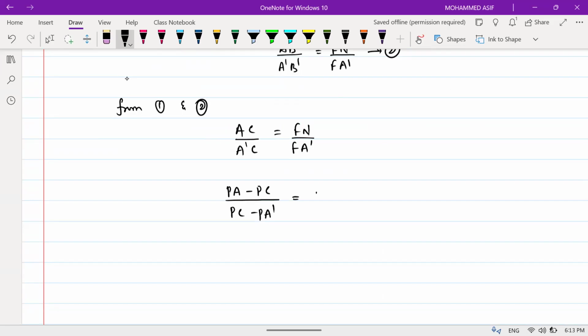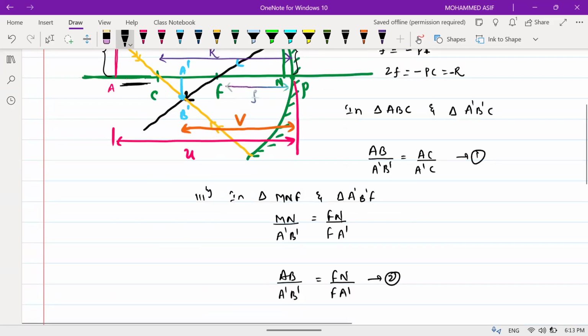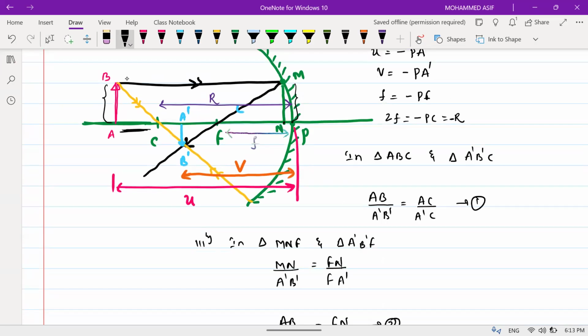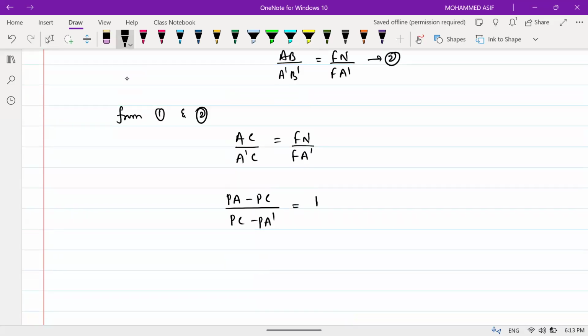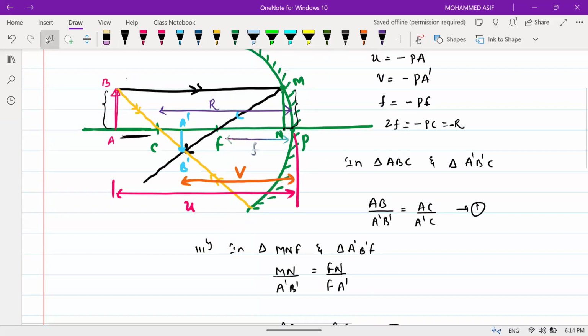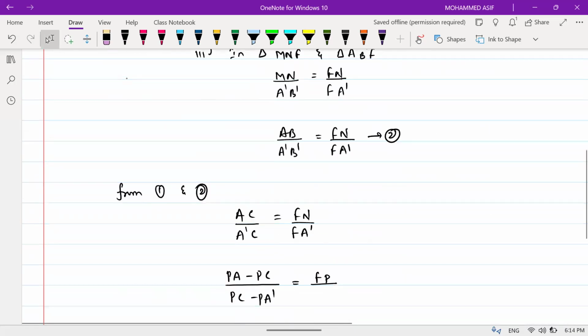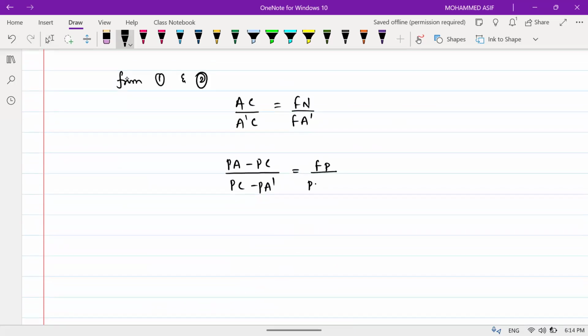That is equals to Fn will be equal to how much? N is very, very near to the pole. This N is very close, very small. So N will be equal to P. So Fn will be equal to FP divided by FA'. Now see the figure, F and A'. Where is F? Capital F. FA' will be equal to PA' minus PF. PA' minus PF will give me FA'. So I can write here PA' minus PF.